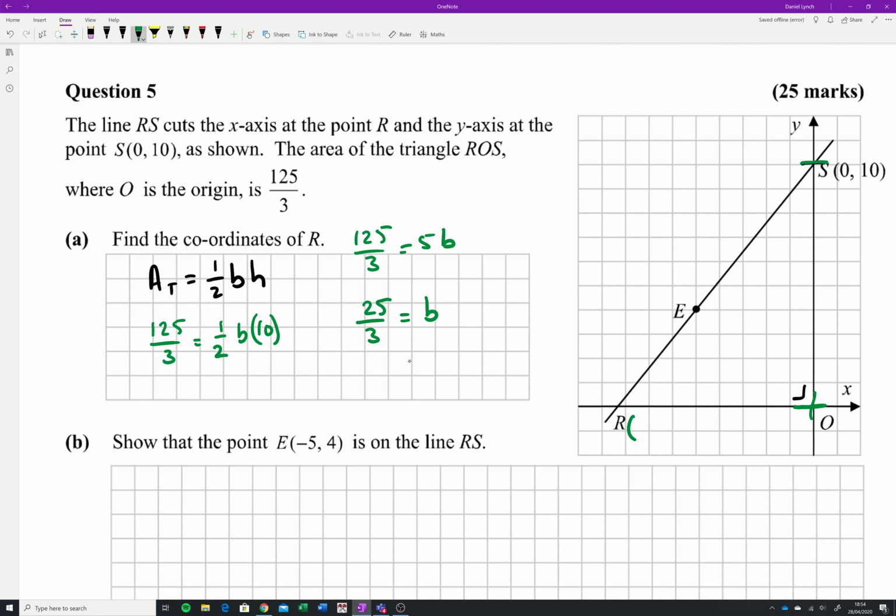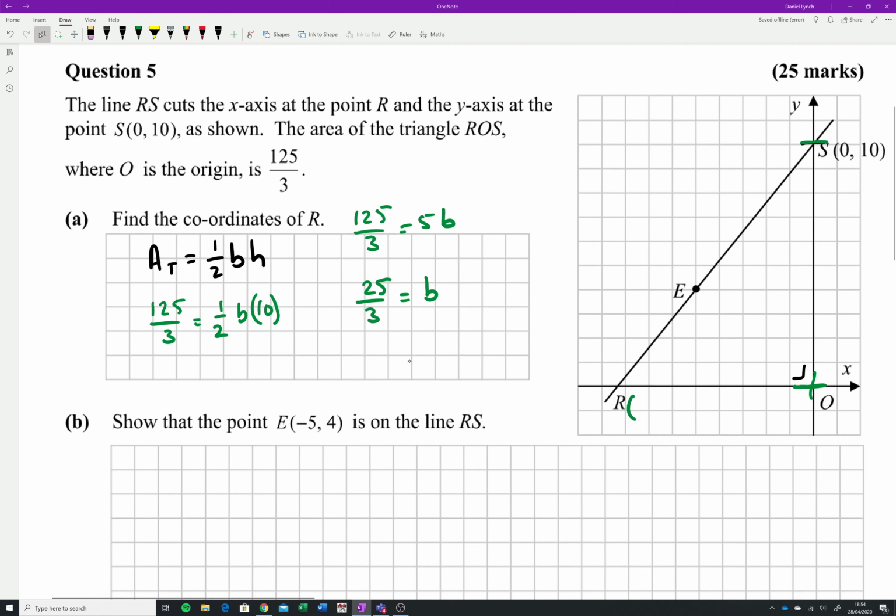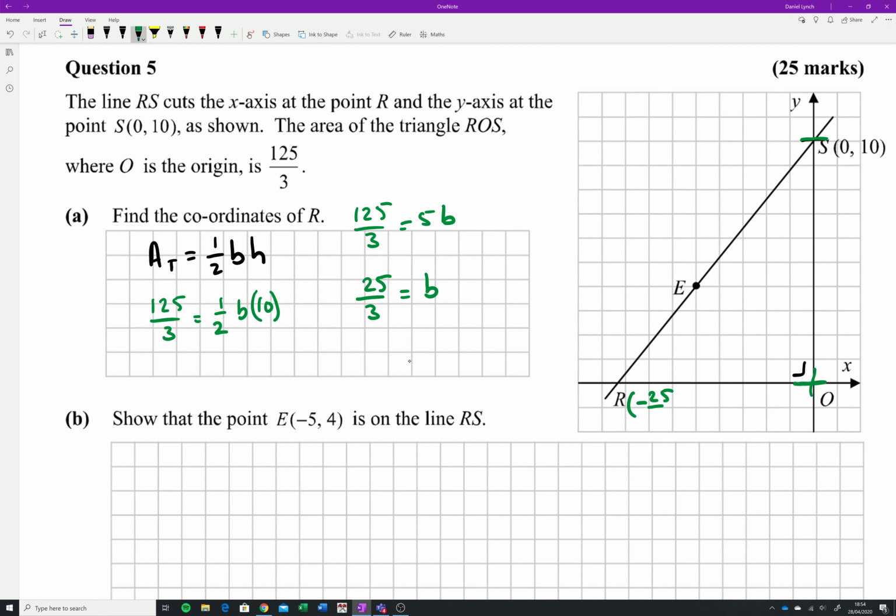Well, don't muck up the signs. We've had to move left minus 25 over 3, and we're going up or down 0. So what OR is, it's minus 25 over 3 and 0.